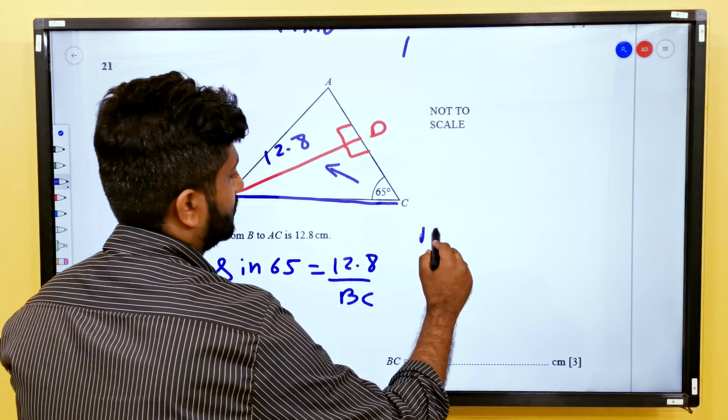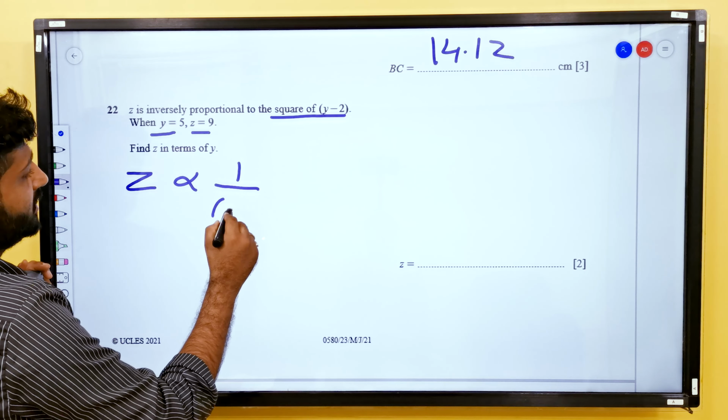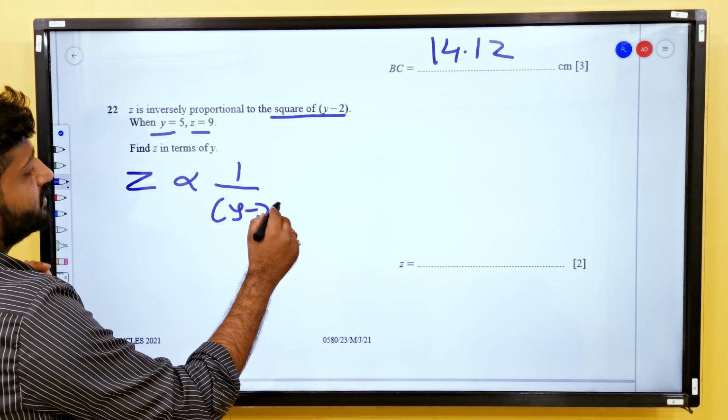Next part, Z is inversely proportional to the square of y minus 2. When Z is 9 and y is 5, find Z in terms of y. So let us first use the sign of proportionality. Z is inversely proportional to the square of y minus 2. So when we remove this sign of proportionality, our equation will be k upon y minus 2 whole square.